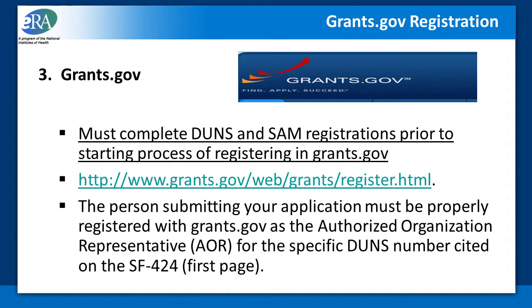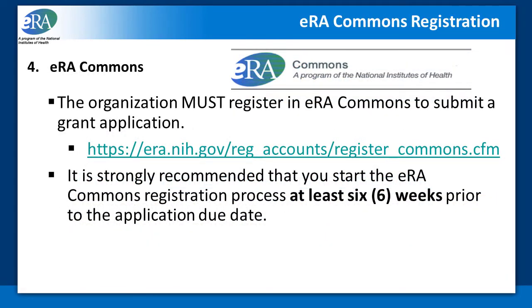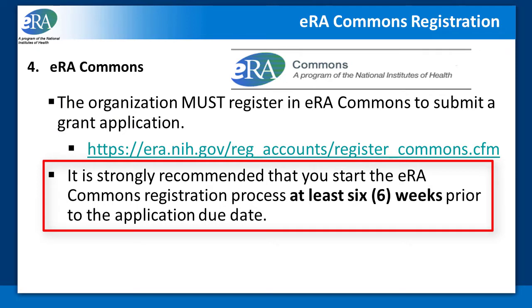Once you've gotten the DUNS number and completed your SAM registration, you will need to register with grants.gov and set up an authorized organization representative, known as an AOR. Note that by registering with grants.gov, you do not automatically get an authorized organization representative account, so you will need to register with grants.gov, and then set up an AOR account. Once you've completed these 3 registrations, you will need to register with ERA Commons. Even if you are going to apply through the grants.gov workspace, you must register your organization with ERA Commons. Completing these 4 registrations can take up to 6 weeks, so you are strongly encouraged to begin the process as soon as possible.